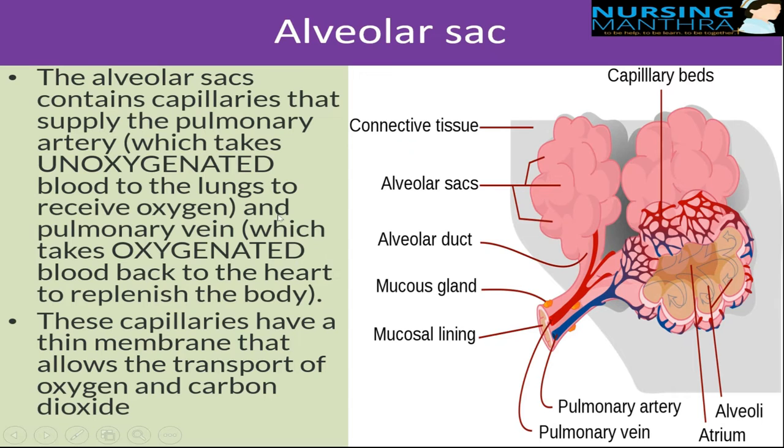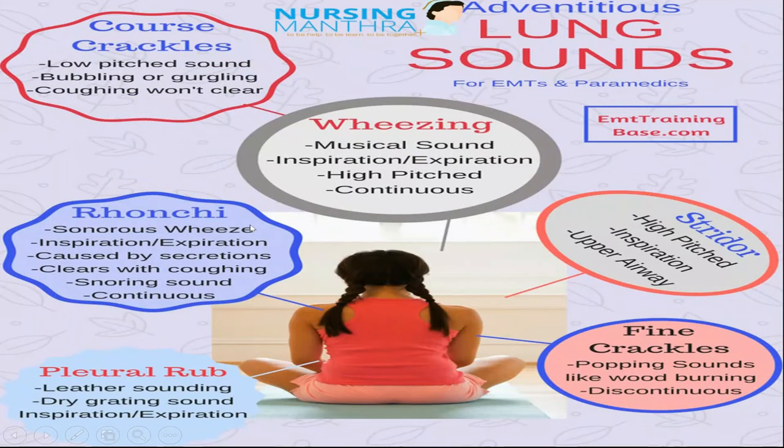As we have seen, the alveolar sac contains the capillaries that are supplied by the pulmonary artery. We discussed already, it will be carrying the unoxygenated blood to the lungs to receive the oxygen, and the pulmonary veins take the oxygenated blood back to the heart. These capillaries have a thin membrane that allows the transport of oxygen and carbon dioxide.